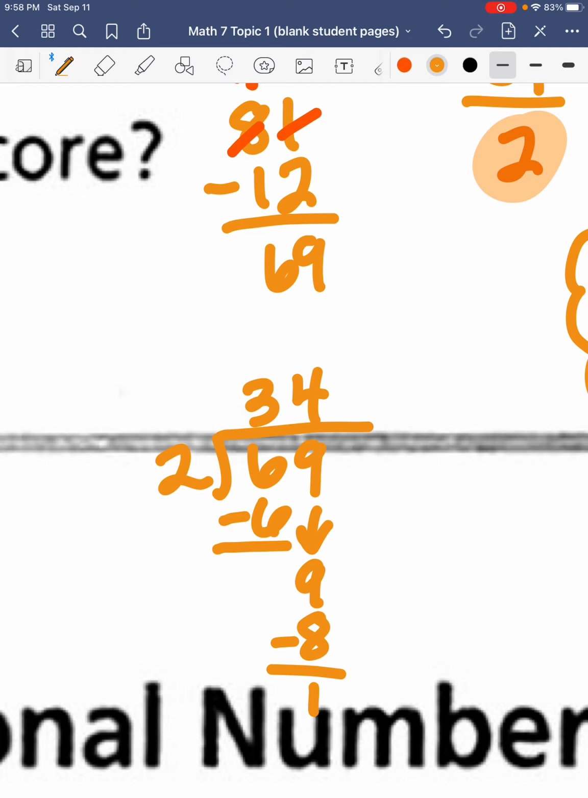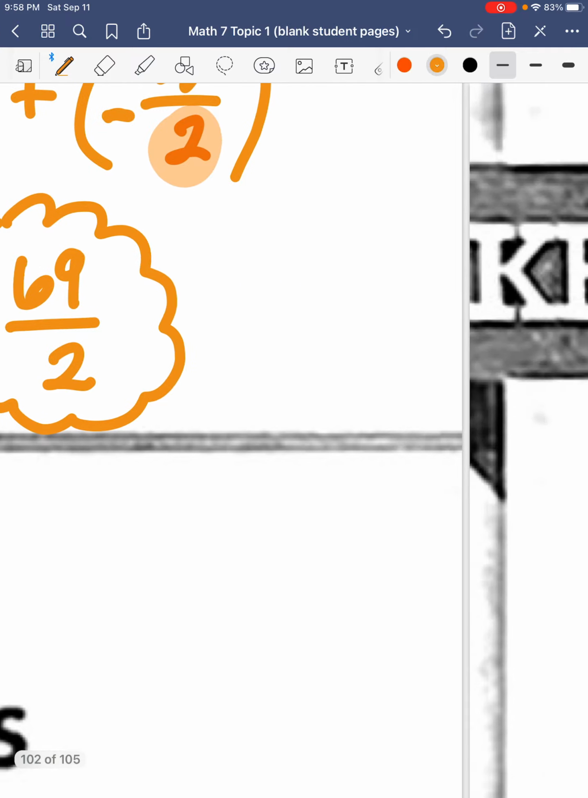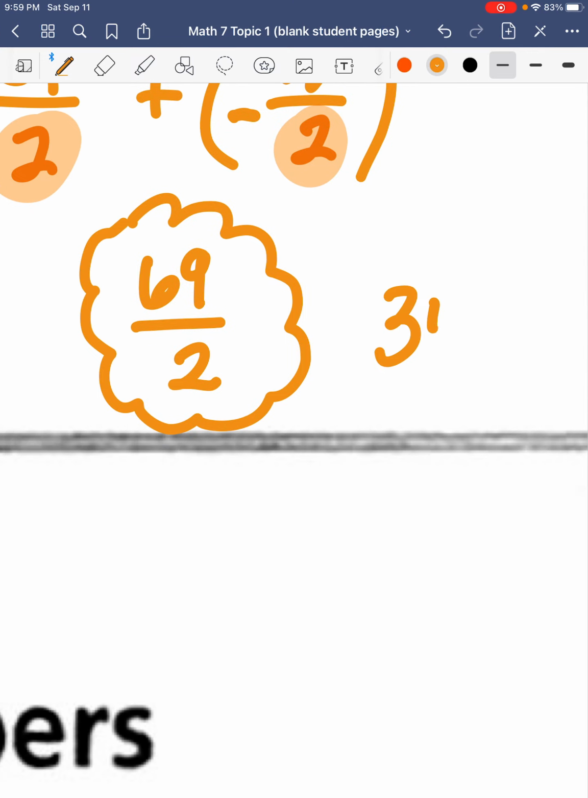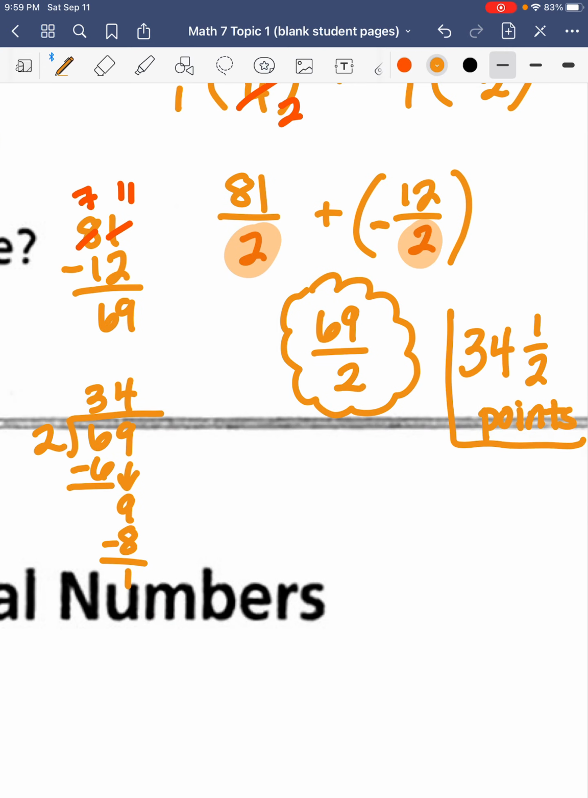So right now, I have enough information to write my mixed number. 34 is my whole. And then I have 1/2. So 34 and 1/2 points is how many points Rashida has.